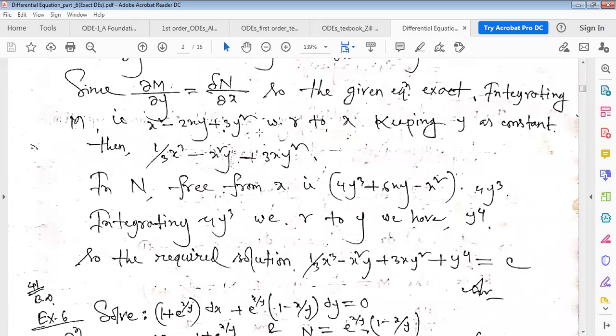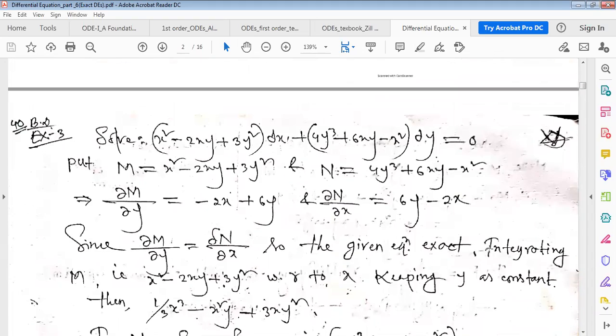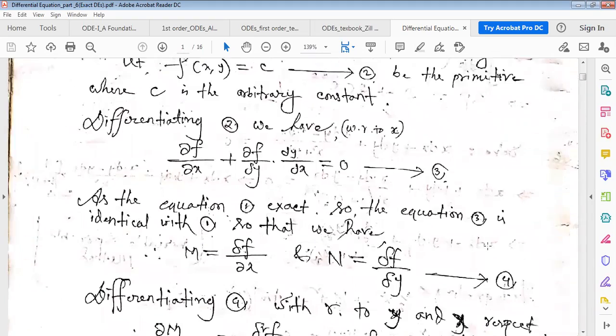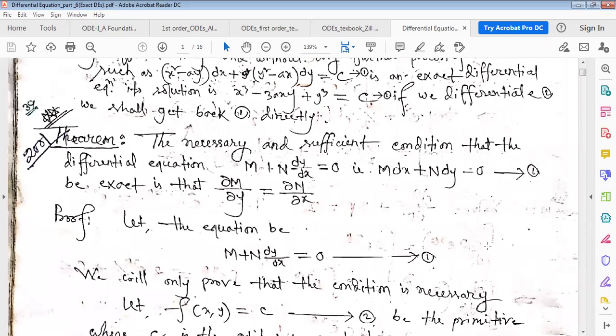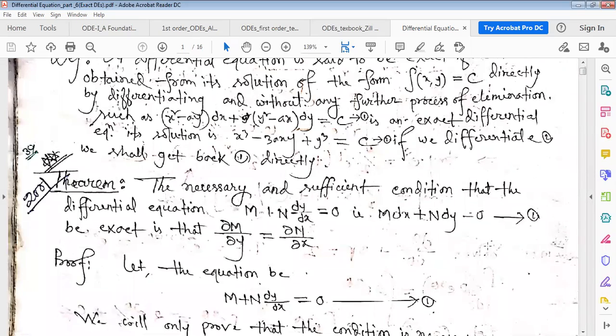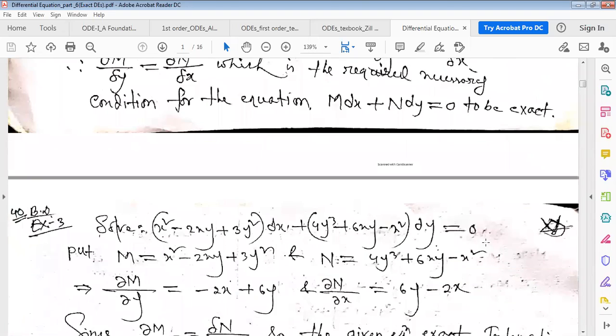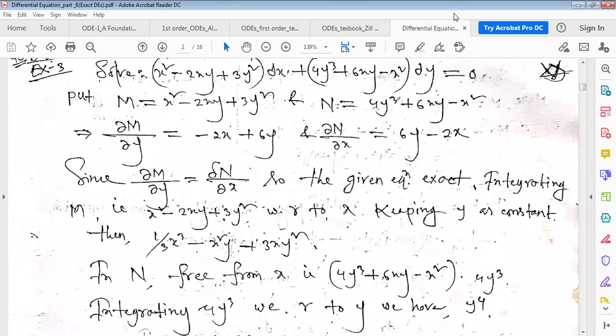Now the required solution will be the sum of these two integrations, equals to c. This is actually the solution of the differential equation. Understand? Just taking the sum of these two integrations.